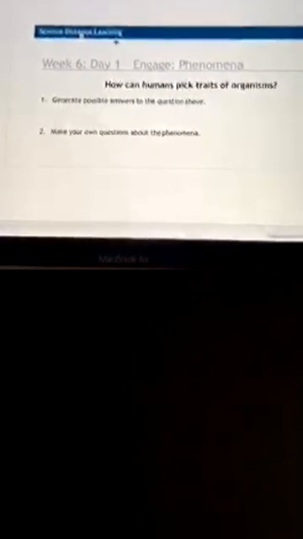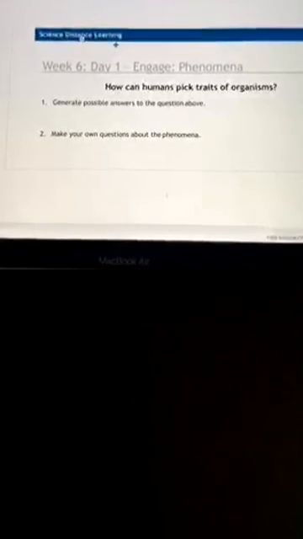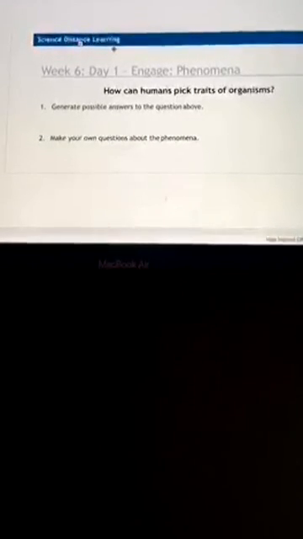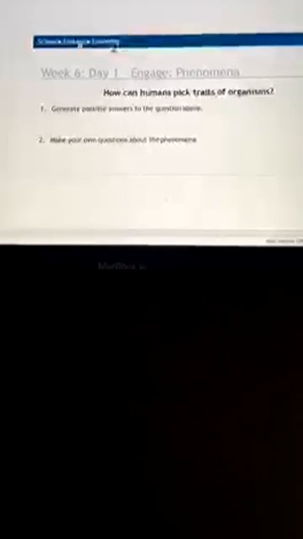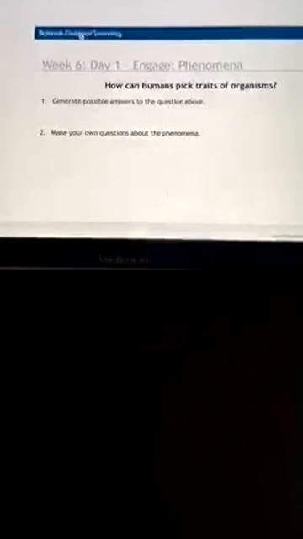And then question number 2 says, make your own questions about the phenomena. You can create any question you would like about either genetic engineering or selective breeding or artificial selection to write down for question 2. But for question 1, they can use selective breeding or genetic engineering. I'm going to explain the next set of questions that they ask you, and for homework, you all are responsible for doing it. So these questions here are on that second page.